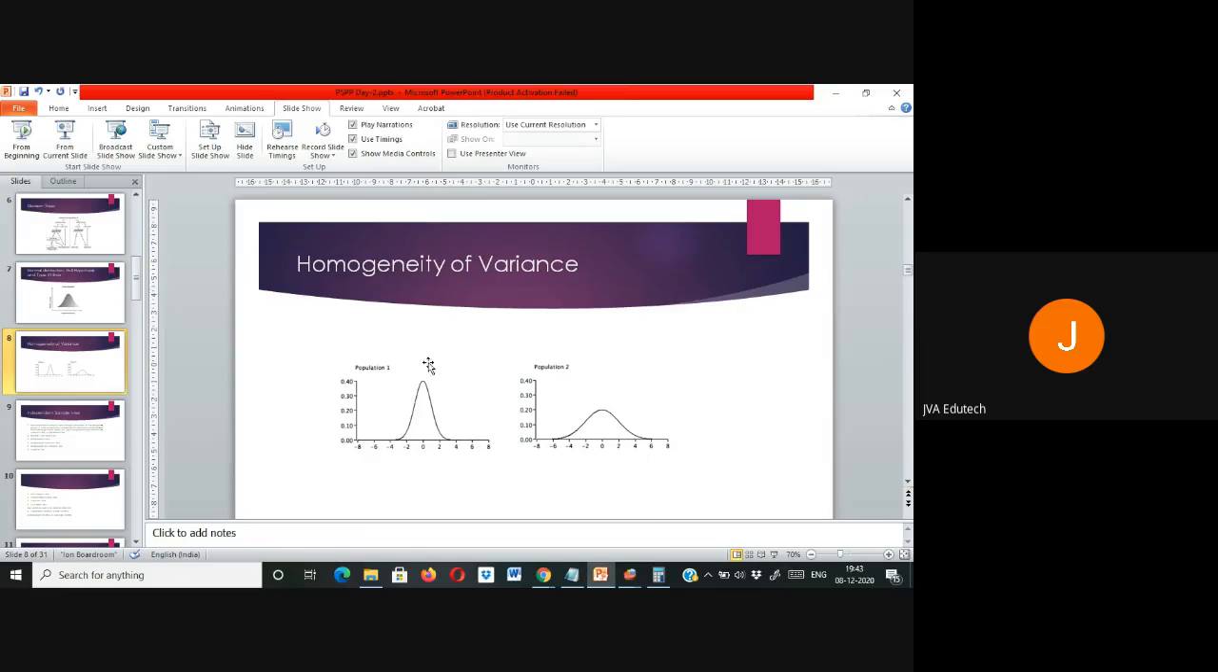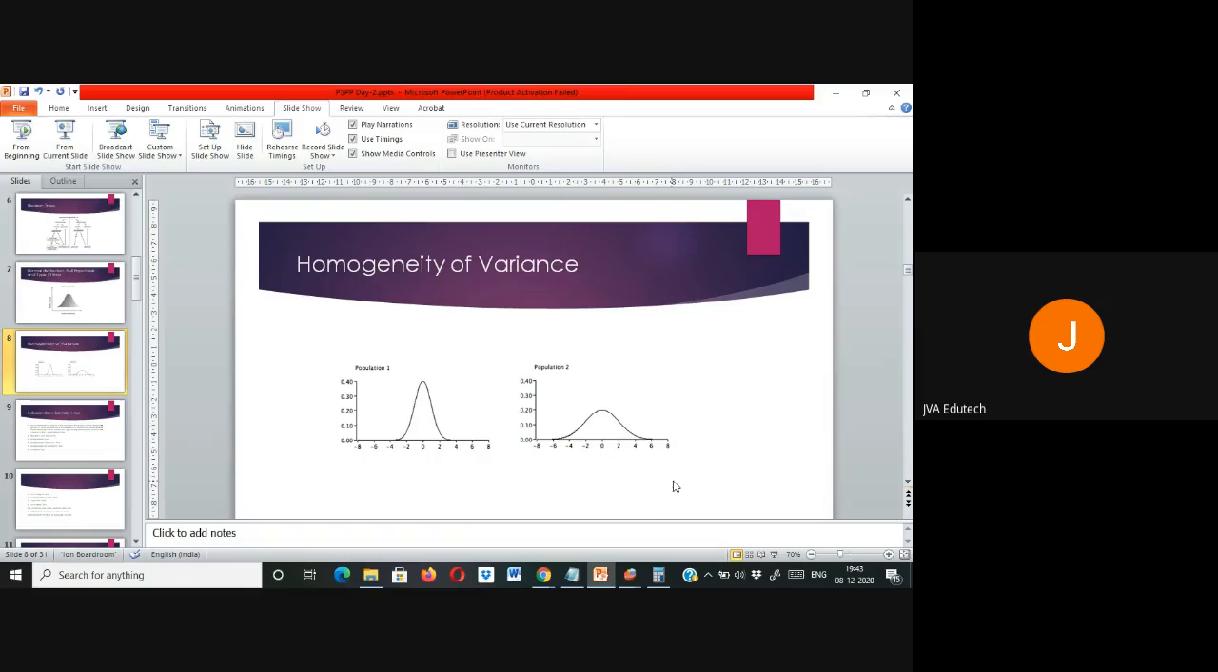So you can just understand it by a simple concept. These both are normally distributed curves. In case of population 1, you can see that it's very steep and very narrow. This is the case of heteroscedasticity. Whereas in this case, you can see that it is ranging from -6 to +6.